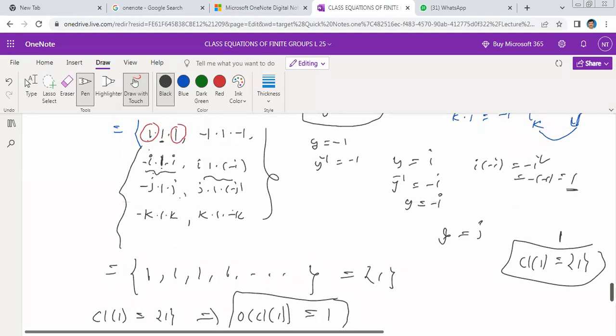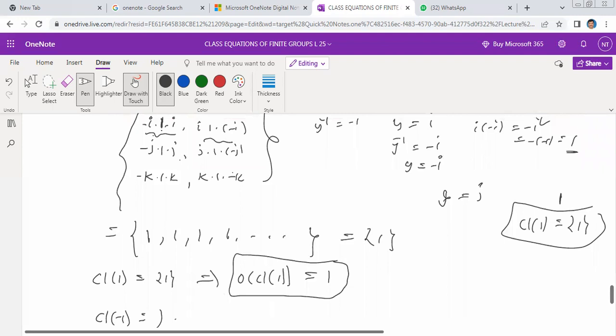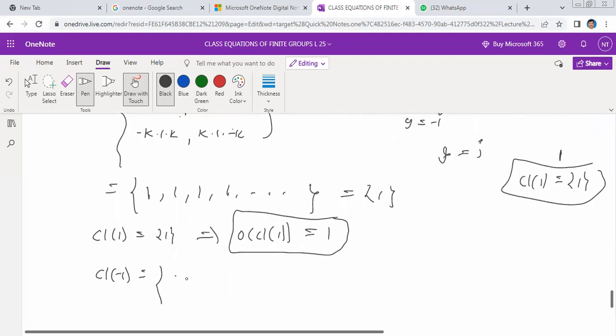You observe this one, I am taking the same elements. First I am taking the middle one as minus 1, and 1 inverse is 1. Next one, minus 1 again. In the middle it is minus 1. Very good. Right, next i in minus i: minus 1, i.